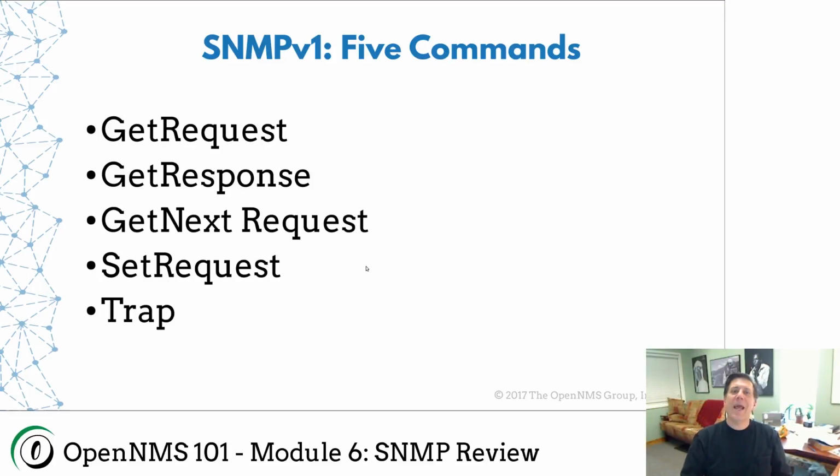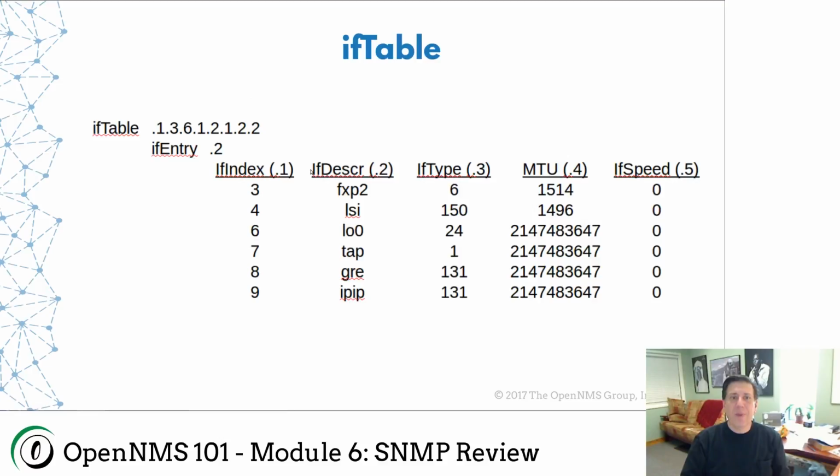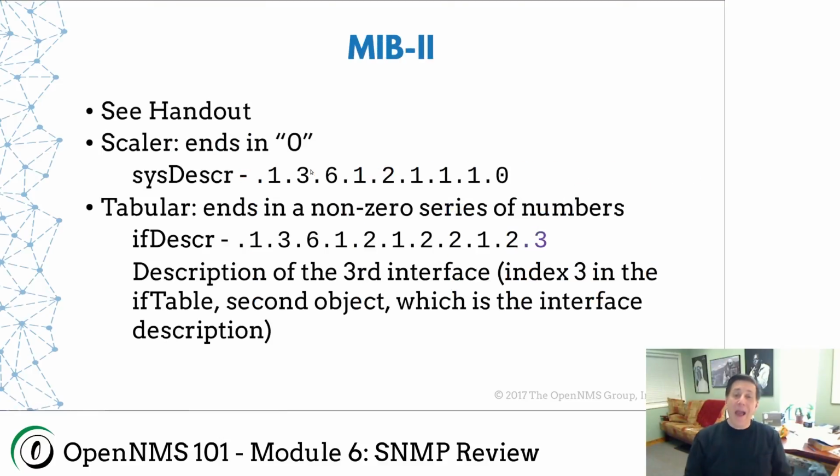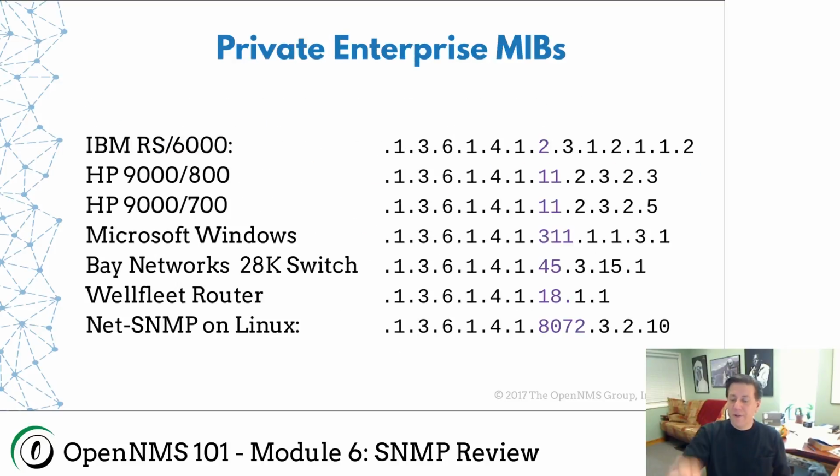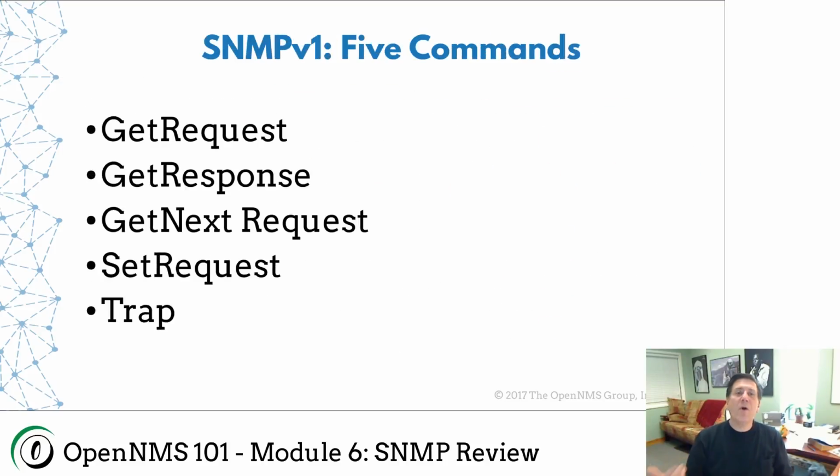The first one is a GET request. If I'm back here and I want to know, hey, Mr. Device, what's your value for .1.3.6.1.2.1.2.2.1.2.3, I'm going to make a GET request. So I make a GET request to the device. It will come back with a GET response. It'll say, hey, my value for .1.3.6.1.4.1.2.2.1.2.3 is FXP01 or whatever.